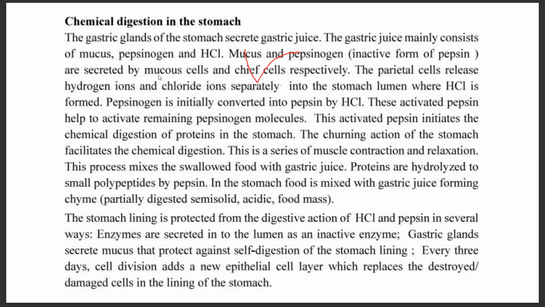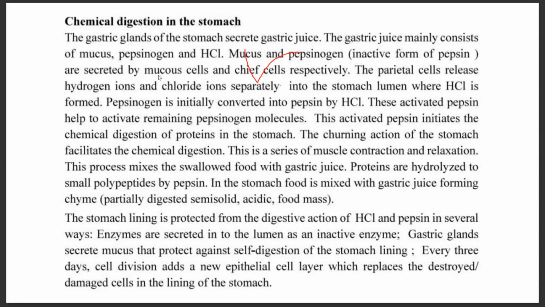The stomach lining is protected from the digestive action of HCl and pepsin in several ways. Enzymes are secreted into the lumen as inactive enzymes. Now what happens? The stomach wall inside the belly is also made of proteins, and these enzymes do protein digestion. So if, when there is no food, the gastric juice is accidentally secreted into the stomach, what happens? They eat the stomach wall. That is how the condition called gastritis develops. Now we have to prevent that. So the adaptation stops it.